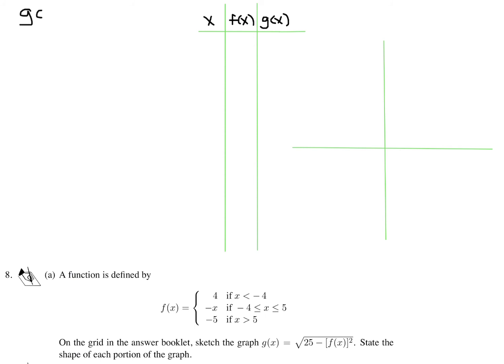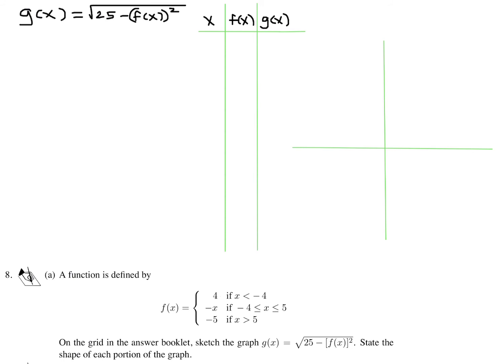g(x), they have given us as being equal to the square root of 25 minus f(x) all squared. And we can therefore use that equation to find our values of x and f(x). First of all, how far am I going to go in terms of my x values? Well, look down here at our range. x less than -4 is always going to lead to 4 as a value for f(x).